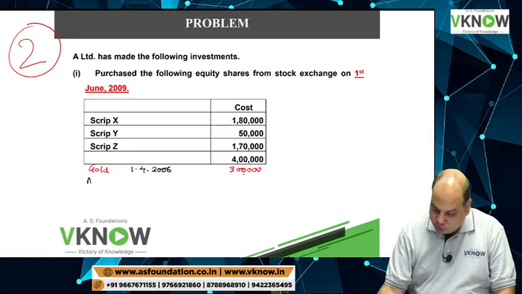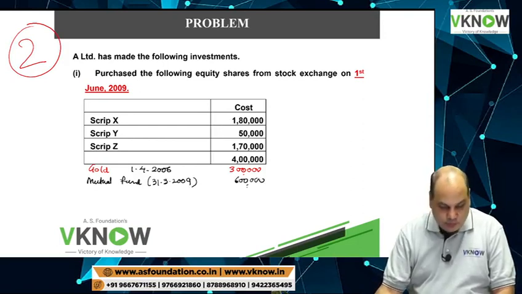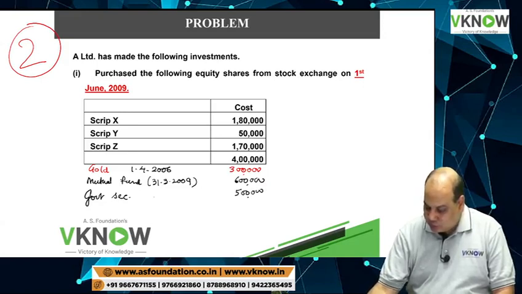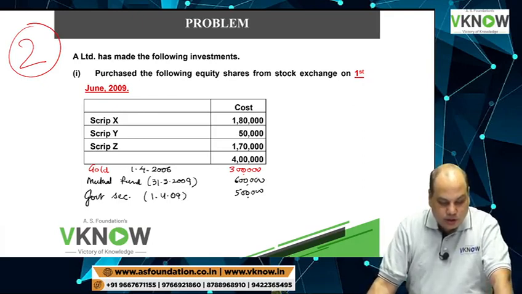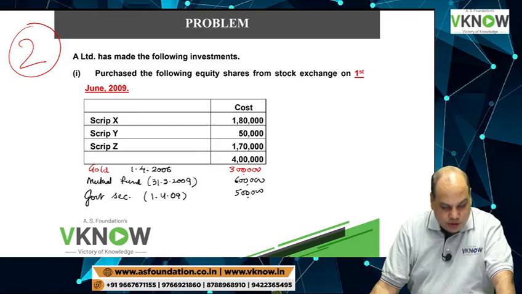What was next purchase? Mutual fund. Next purchase is mutual fund. Was purchased on 31st March 2009 for 6 lakh. What about next purchase? Government securities. Government securities purchased for 5 lakh. On which date? On 1/4/2009. How will you treat these investment as per applicable AS in the books of the company for the year ended on 31st March 2010 if the value of these investments are as follows?